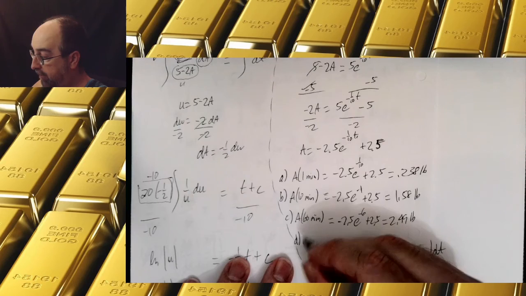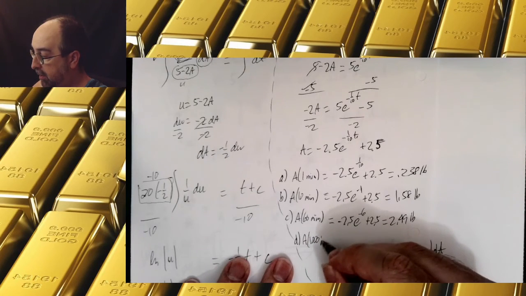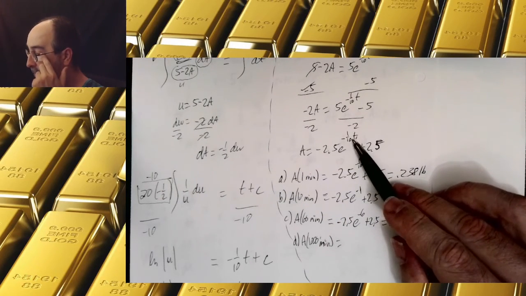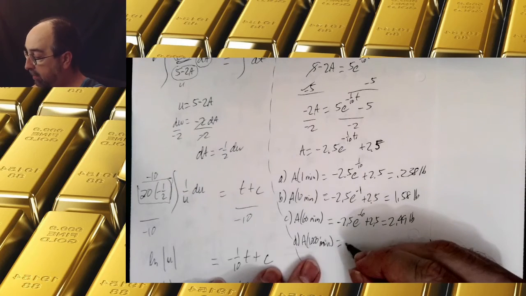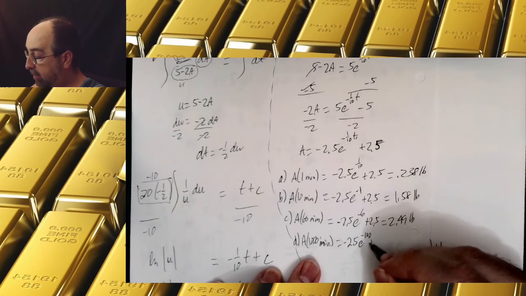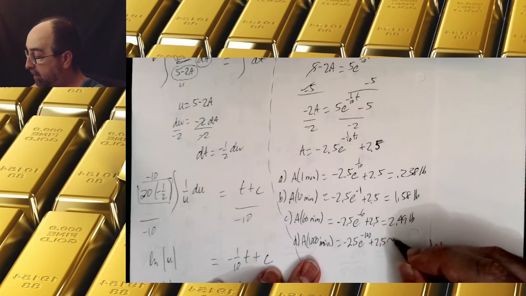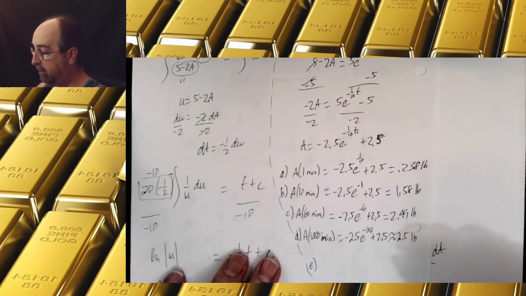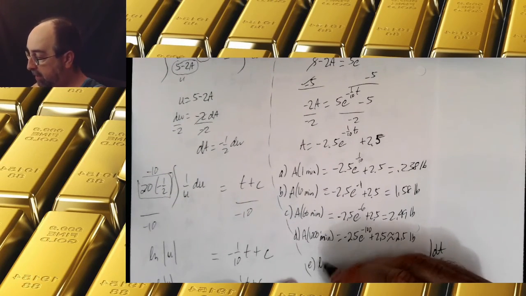When you do d, a after 1,000 minutes, you're going to have 1,000 times -1/10 is e to the -100 power. That's ridiculous. -2.5 e to the -100 plus 2.5 is approximately 2.5 pounds. And then e, when they say a long time, they mean take the limit as t approaches infinity of a of t.